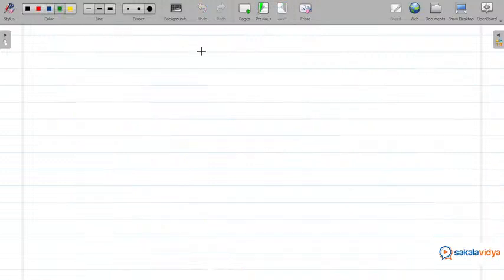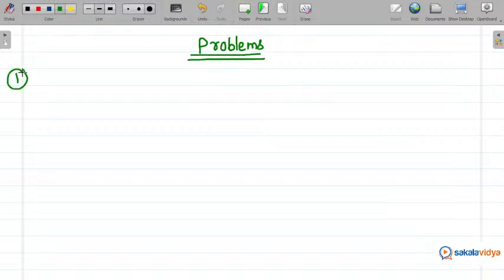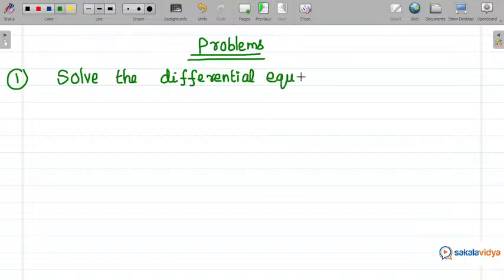So, now problems, write down problems. It's very important now. First question, first problem. Solve the differential equation.